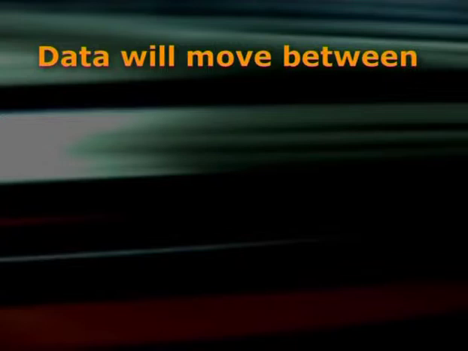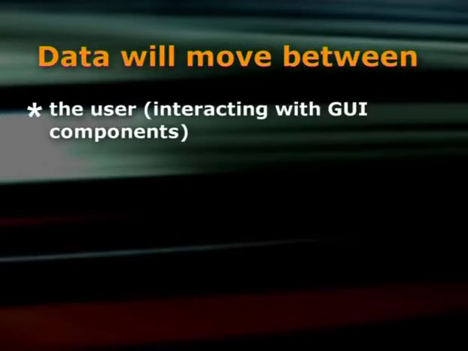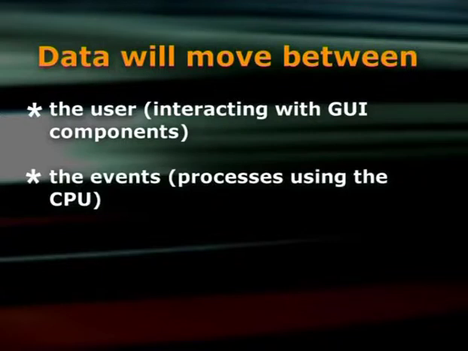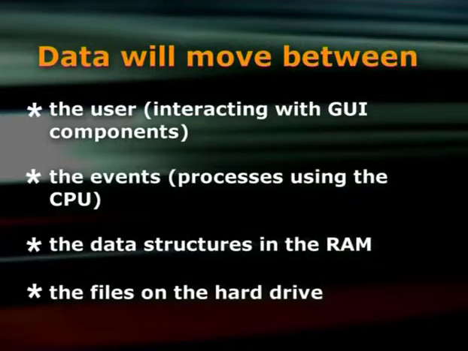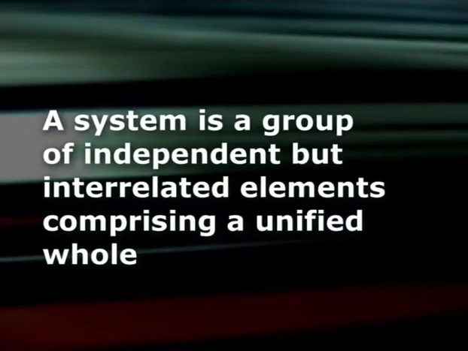Data will move between the user interacting with GUI, or graphical user interface components, the events or processes when the CPU is used, the data structures in the RAM, and the files on the hard drive. The program you are going to write will be a system. A system is a group of independent but interrelated elements comprising a unified whole.